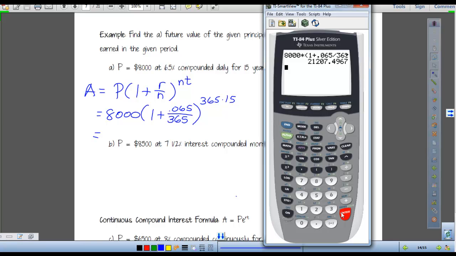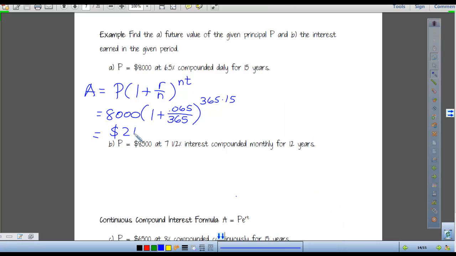Did you get 21,207 and 50 cents? Okay, $21,207.50. Okay, very good. All right.